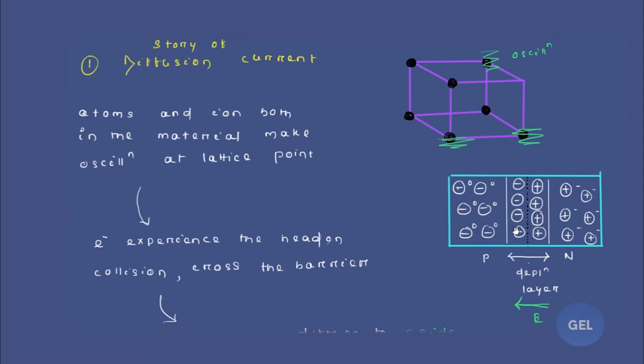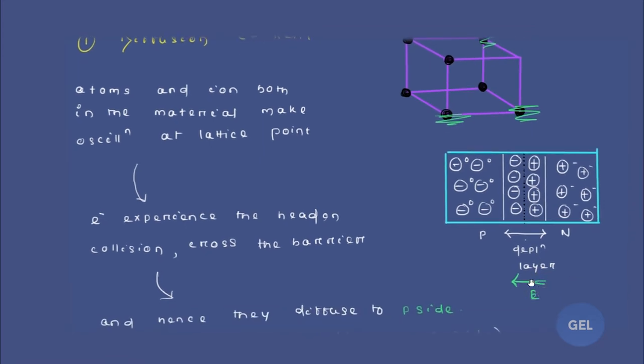And due to the formation of this depletion layer, we got a potential barrier, and due to which we got a built-in electric field in this direction. Now, due to this potential barrier, as my electric field direction is from right to left, my electron cannot move in the direction of the electric field. And further, the hole also cannot move opposite to the direction of the electric field.